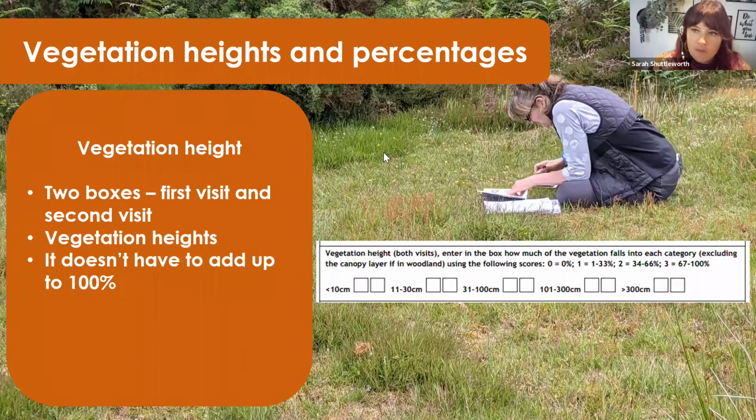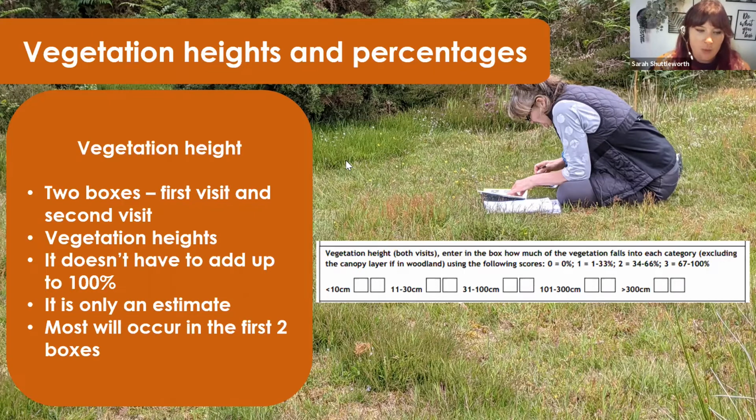So I always just go over this as a quick reminder. Your vegetation height, you've got the 2 boxes there for your first and your second visit. And it doesn't have to add up to 100%. So you'll be mostly looking with dry acid grassland, a good example here on the image, at those lower figure numbers and not so much the ones above 1 meter. And it's only an estimate, so don't worry.